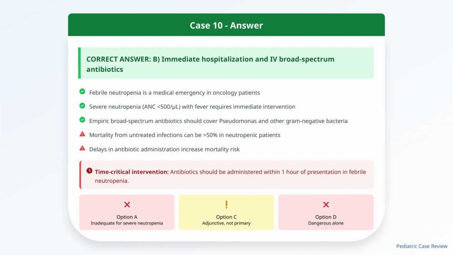Empiric broad-spectrum antibiotics should be started within 1 hour of presentation and should cover Pseudomonas and other gram-negative bacteria commonly affecting immunocompromised patients. The mortality rate from untreated infections in severely neutropenic patients can exceed 50%, and any delay in antibiotic administration increases this risk. Oral antibiotics alone are inadequate, and while G-CSF may be considered as an adjunctive therapy, it is not the primary intervention. Simply discontinuing maintenance therapy without addressing the acute infection risk is dangerous and inappropriate.